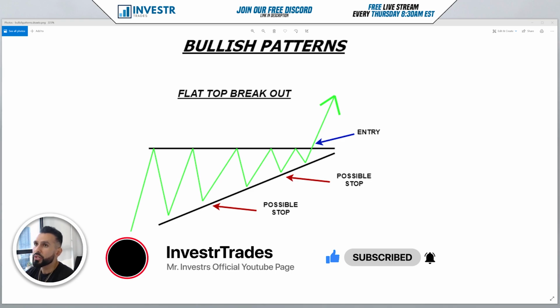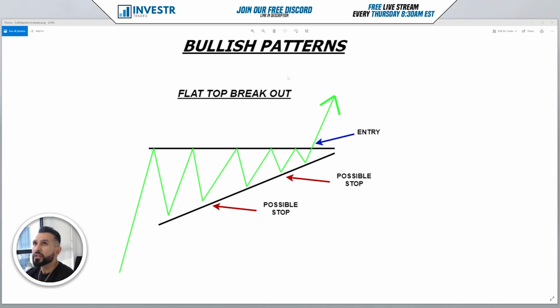Alright guys, let's get right into it. The first patterns we have here are the bullish patterns that we're going to go over, and in another video we'll go over some of the bearish patterns. One pattern that's very popular out there is the flat top breakout.